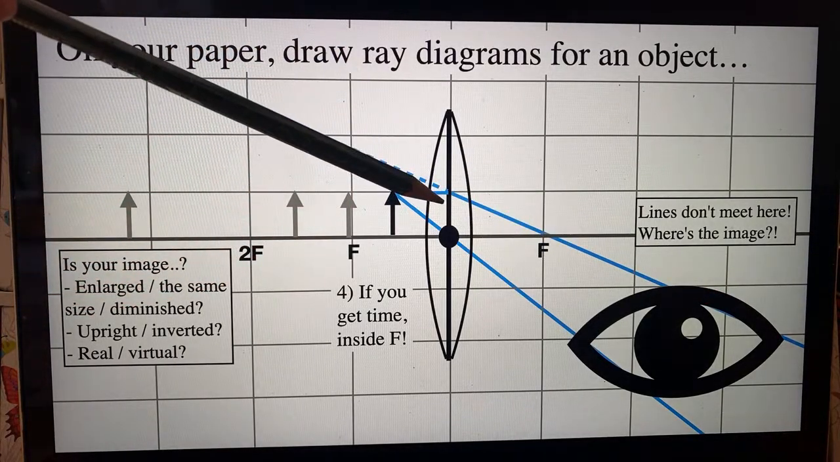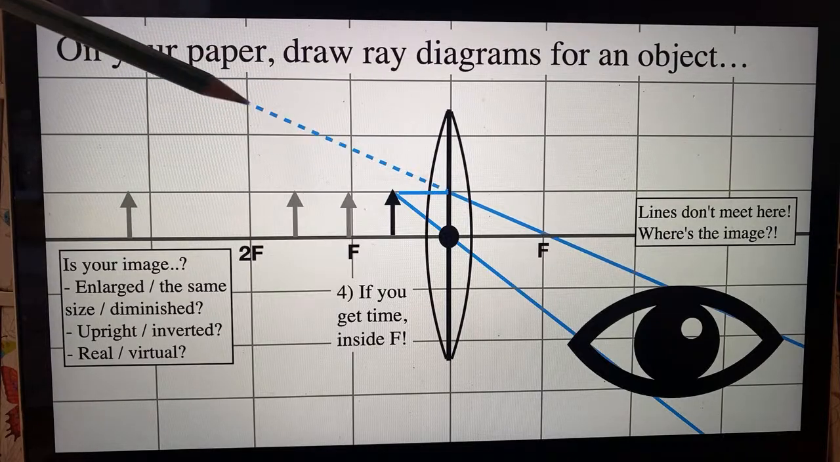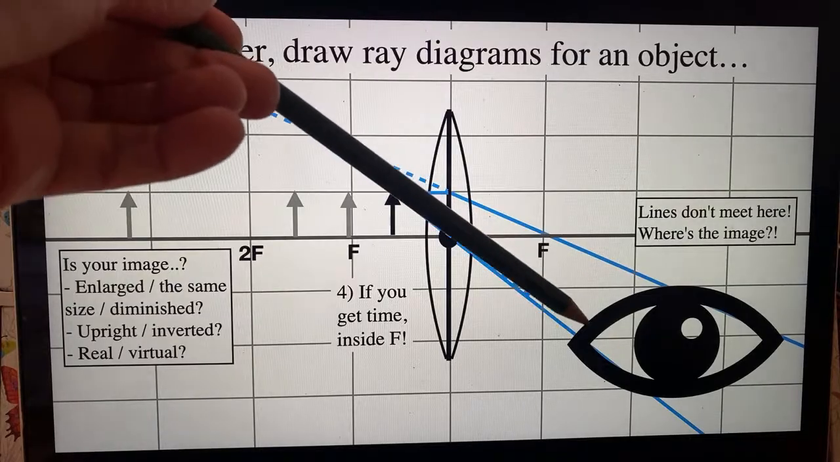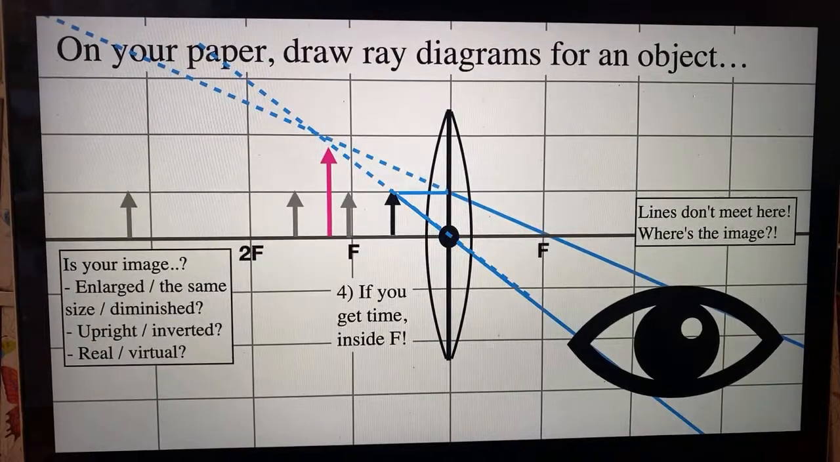So it extrapolates that information and thinks, okay, there must be a ray of light travelling in that direction, even though there actually isn't. And then it thinks, okay, right, I'm getting information about the top of the arrow, so it must be somewhere over there. And where those lines cross, that's the image. Isn't that amazing? So there you go.